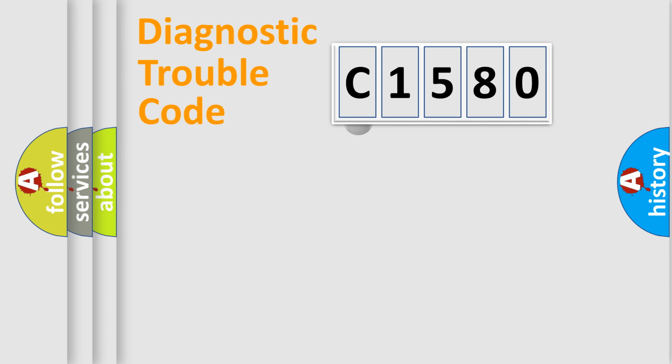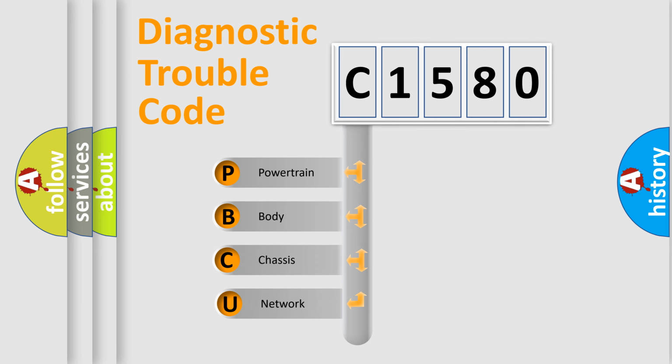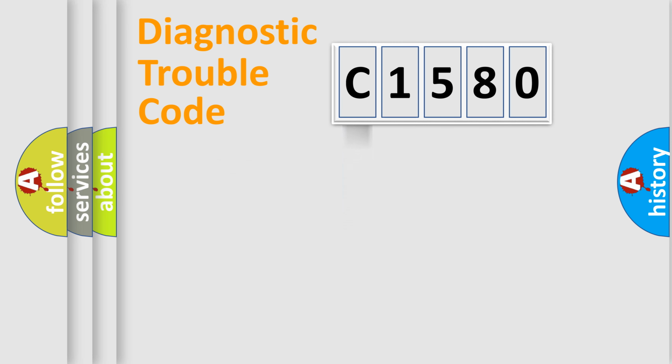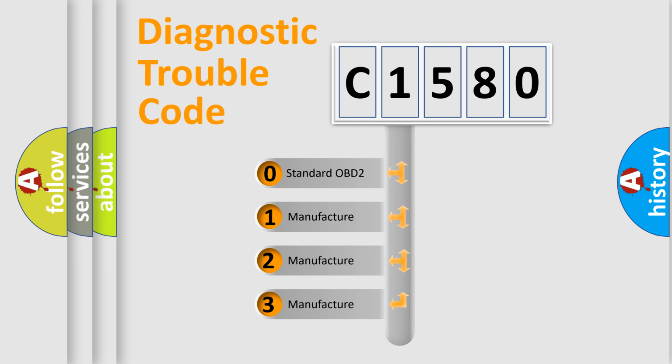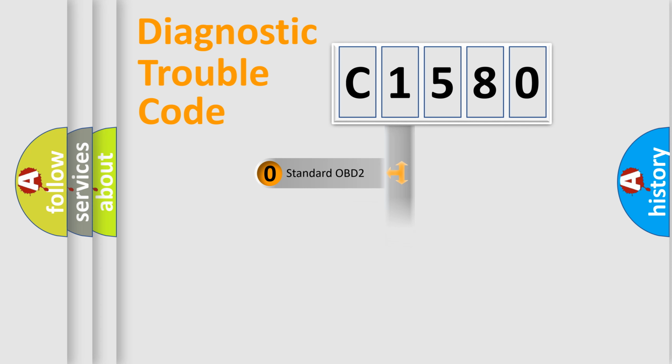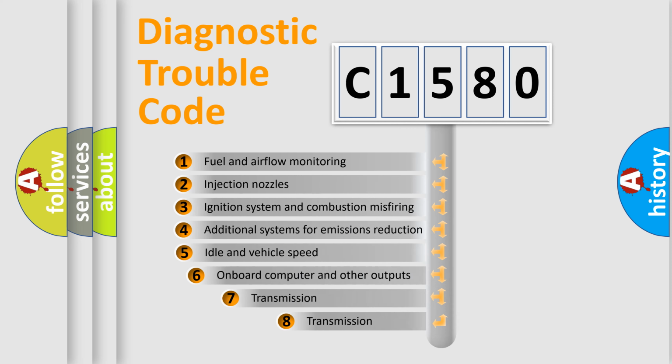Let's do this. First, let's look at the history of diagnostic fault code composition according to the OBD2 protocol, which is unified for all automakers since 2000. We divide the electric system of an automobile into four basic units: powertrain, body, chassis, network. This distribution is defined in the first character of the code. If the second character is 0, it is a standardized error. In the case of the numbers 1, 2, 3, it is a manufacturer-specific error.